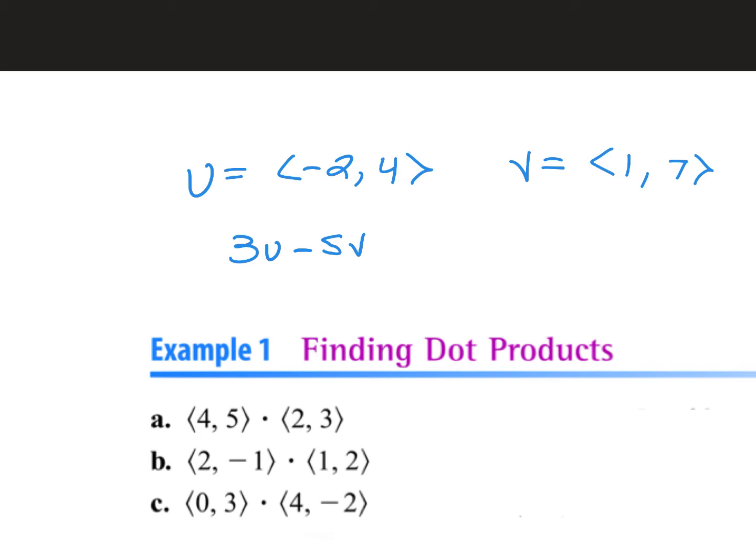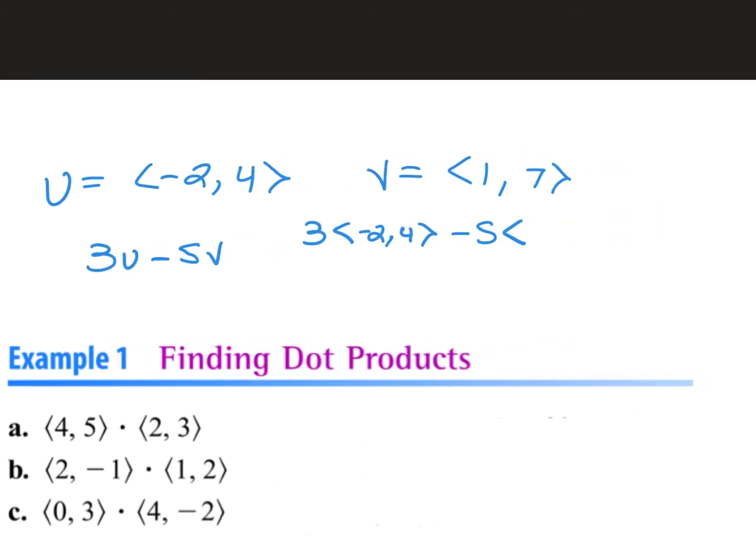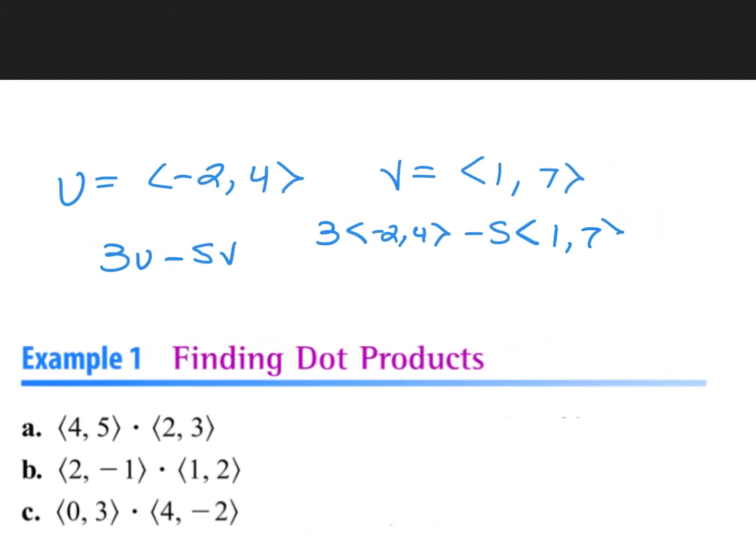So if I have 3u, this is what I want to see: 3 times negative 2, 4, minus 5 times 1, 7. Lots of us were making mistakes here. I don't know if I distribute the negative or I leave it. You can either leave the negative and deal with it later or distribute it at the beginning. I think it's best to distribute at the beginning. I would do this right here.